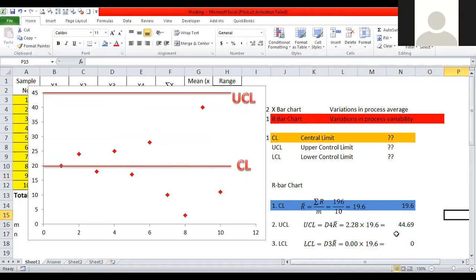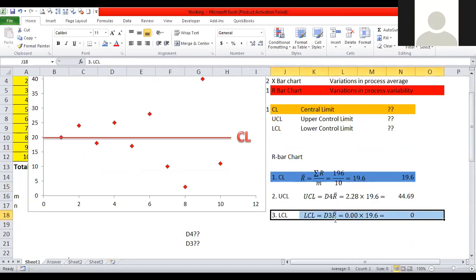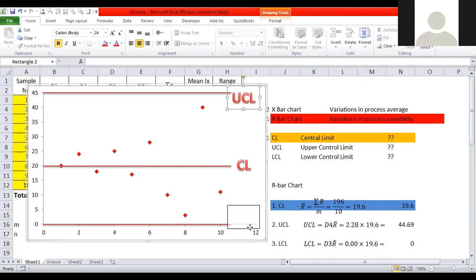And the third one is the lower control limit. In our example, the lower control limit is 0. Therefore, the lower control limit is 0. So that is the lower control limit. This is how you have to draw an R bar chart.